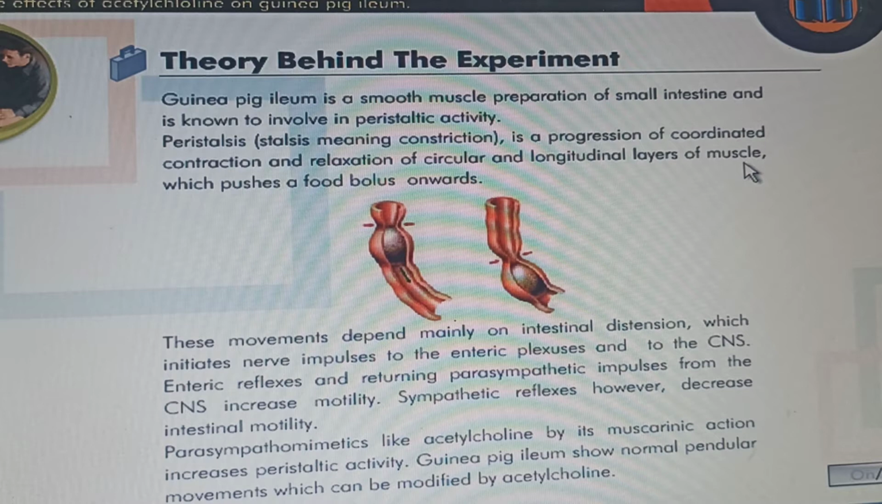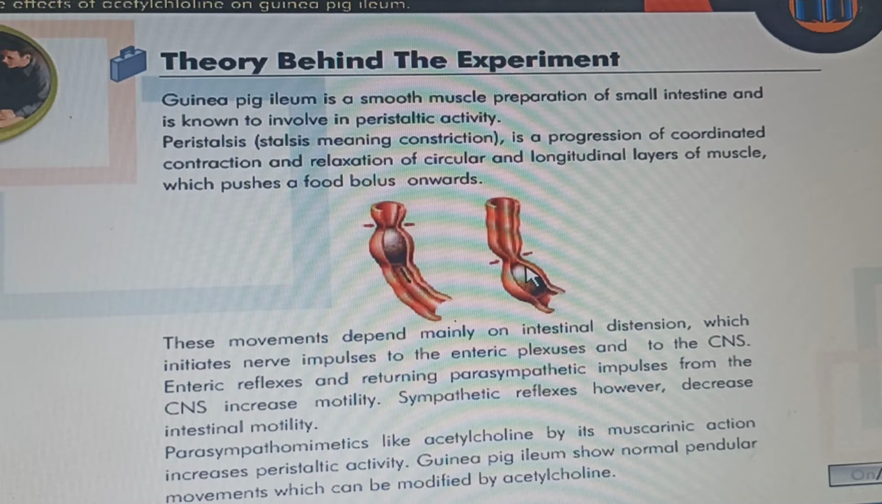pushes the food bolus onwards. The movement depends mainly on intestinal distension, which initiates nerve impulses to the enteric plexuses and to the CNS. Enteric reflexes and returning parasympathetic impulses from the CNS increase motility. Sympathetic reflexes, however, decrease intestinal motility.